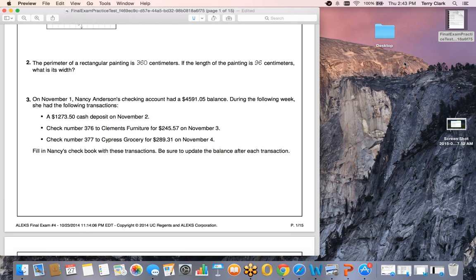Now we're going to need a formula. Does anybody know what formula we're going to use to solve this problem? Can someone give us the formula?